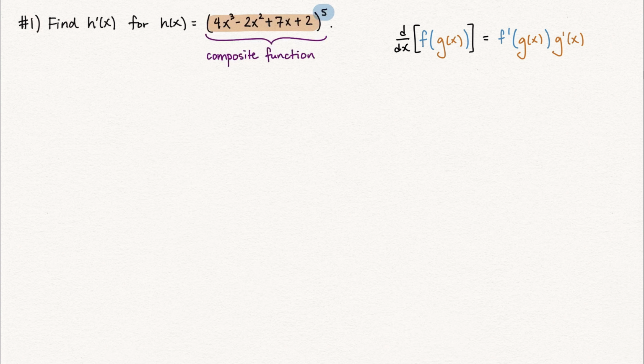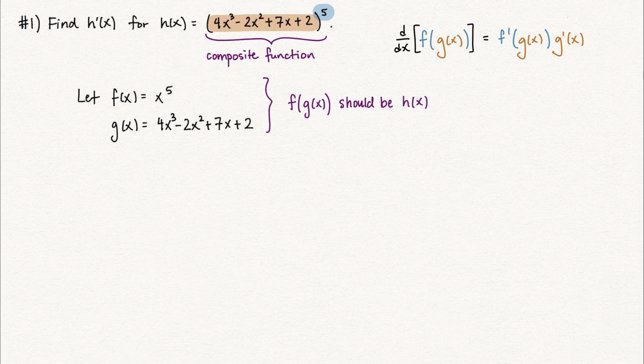All right, so now coming back to this problem, I am going to let my f of x be the outer function, in which case this will be x to the fifth. And then I'm also going to let my g of x be the inner function, which is going to be 4x cubed minus 2x squared plus 7x plus 2. And if you're a little unsure of where I'm getting my f and g functions from, well, basically I chose them so that if I were to plug g back into f, or in other words, find f of g of x, this will give us back our original function of h of x.